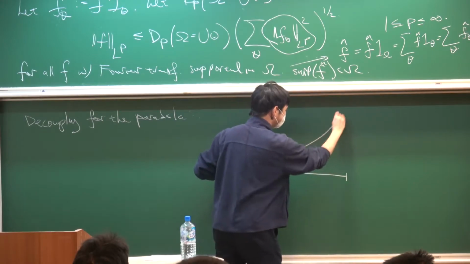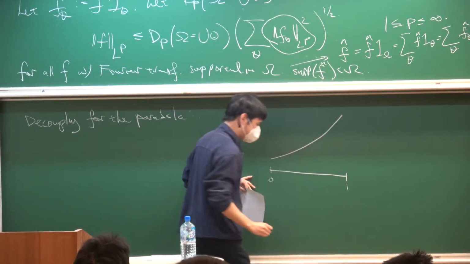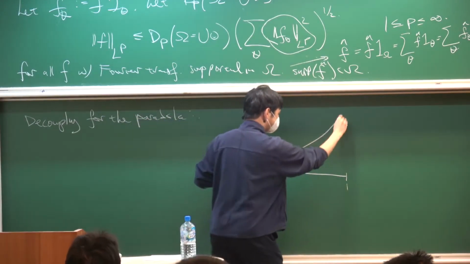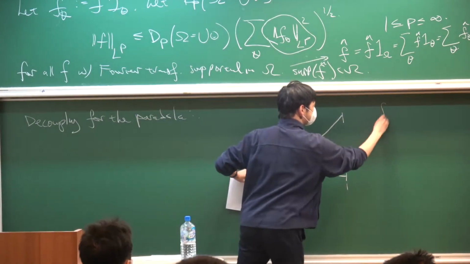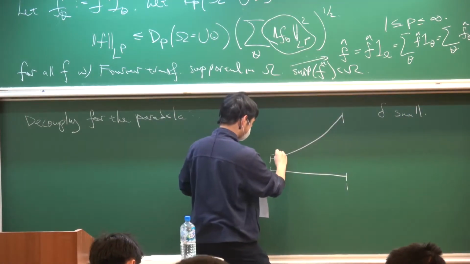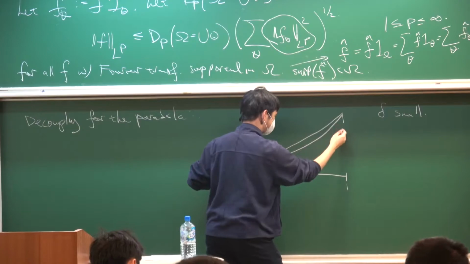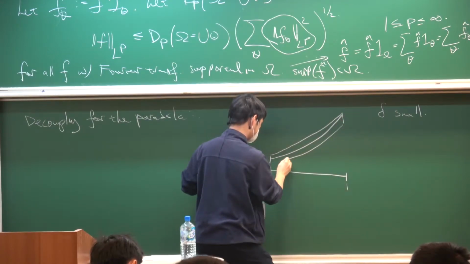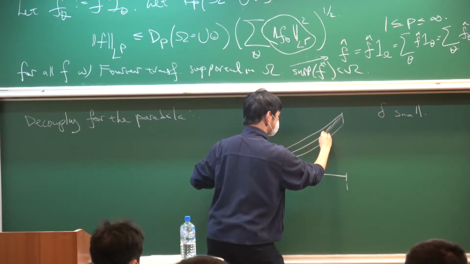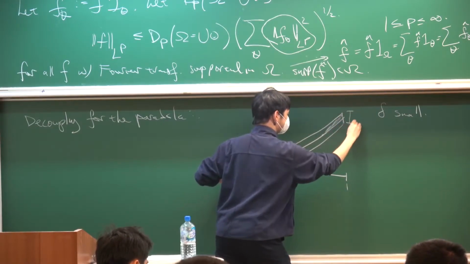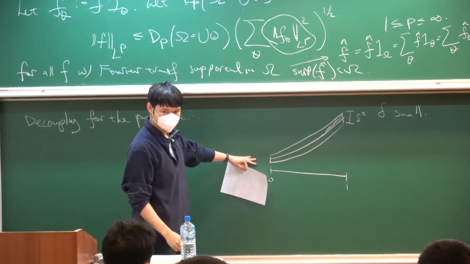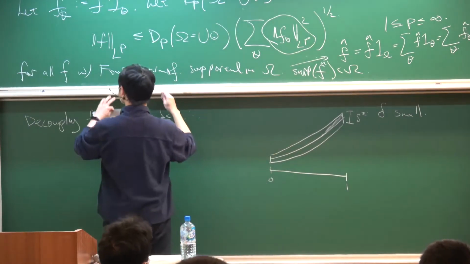I'm actually going to pick the piece of parabola that lives above [0, 1]. And I'm going to pick a delta squared. Delta will be a small parameter. I'm going to pick a delta squared neighborhood of the parabola. This is a delta squared neighborhood of the parabola. This is my omega.